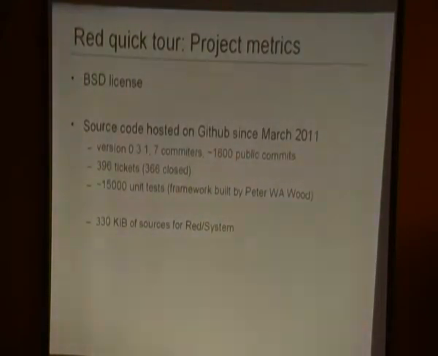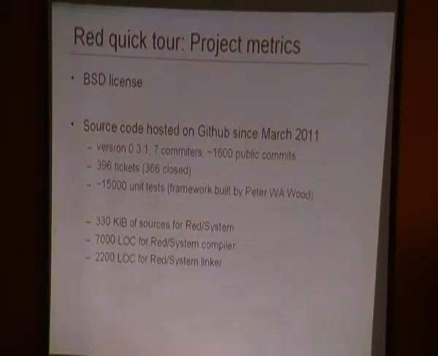So Red/System currently hasn't changed a lot since last year, so it's still about 300.5 kilobytes of sources, with about 7,000 lines of code for the compiler and 2,002 lines of code for the linker, which is really, really small. If I recall correctly, the Lua language claims to have the smallest interpreter in the world. I think Io says the interpreter is 10,000 lines. So the Io interpreter should be about 10,000 lines of code, and it's an interpreter, and we are doing a compiler and a linker in about the same number of lines of code.